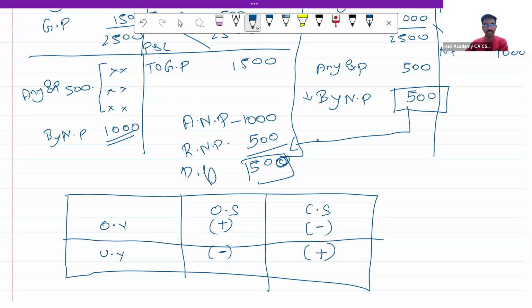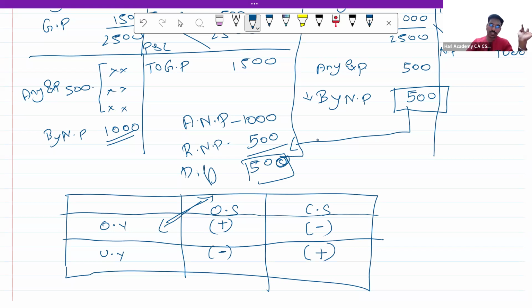Okay, just remember this. Read this before you go to the exam. Don't learn by heart all the four things. Just learn this one alone: overvaluation of opening stock is to be added. All the other things are balancing figures.